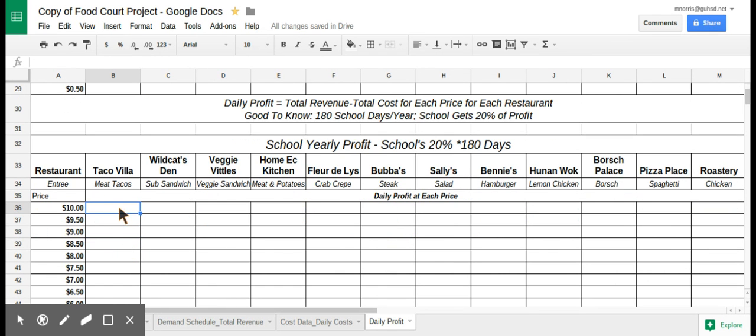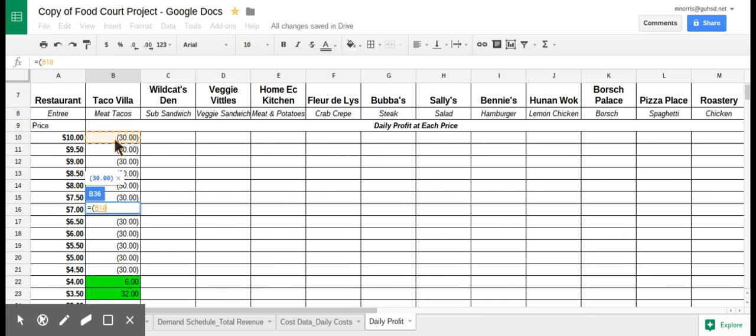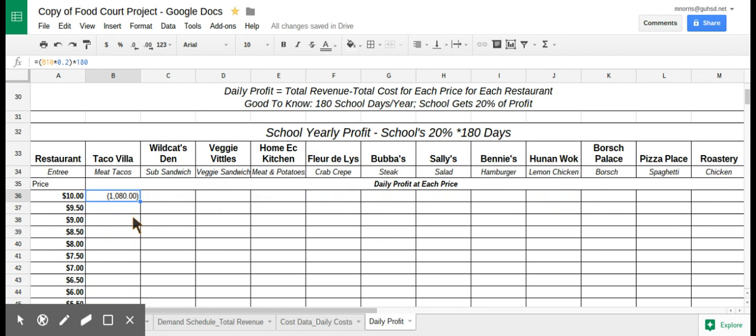Your formula is going to be equal to the daily profit that's being generated times 20%, which is 0.2. And you're going to take that 20% a day and multiply it by 180 school days that are in a school year. What you notice here is you see a loss.